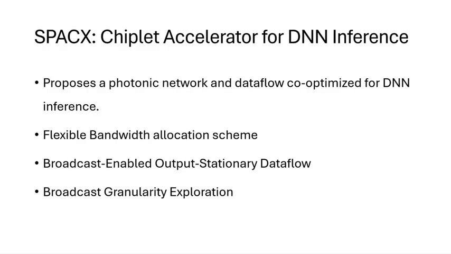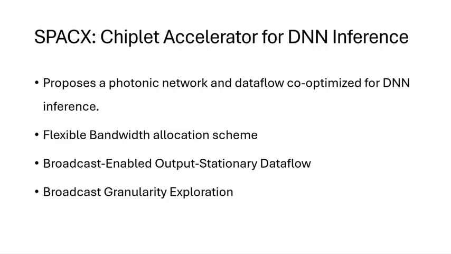Next is the SpaceX chiplet accelerator for deep neural network inference. It proposes a photonic network and data flow co-optimized for deep neural network inference. It enables flexible bandwidth allocation schemes, broadcast-enabled output stationary data flow, and broadcast granularity exploration. This enables one-hop data communication. Furthermore, single chiplet and cross-chiplet broadcast communications.